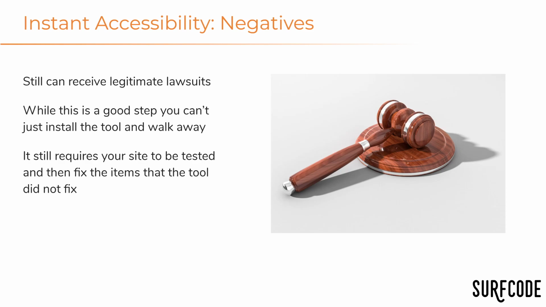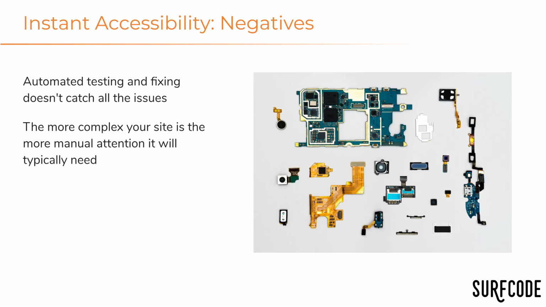Once you install this tool, it still requires that your site be tested, and then you still need to fix items that are found, or you need to address it with the support of the tool that you're using so that you can resolve any of the issues that are still not coming up as compliant. Automated testing doesn't fix everything, and that's exactly what these tools are doing. They're running automated tests on your sites, figuring out what's not compliant and trying to fix them on the fly.